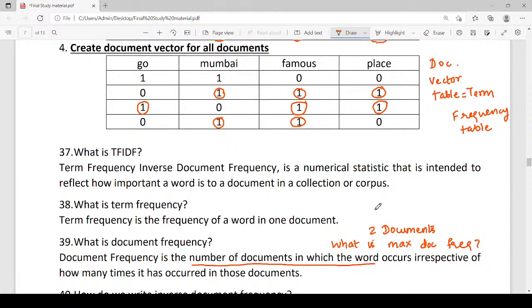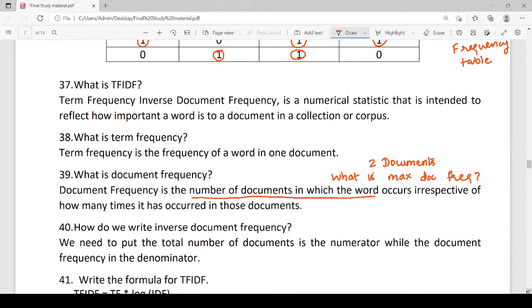Okay, what is inverse document frequency? How do you write inverse document frequency? Now here's where most of you will go wrong. What do you put in the numerator of inverse document frequency? We put the total number of documents in the numerator and the document frequency in the denominator. So the total number of documents is there in the numerator. If you are given 4 documents, the numerator will be 4.